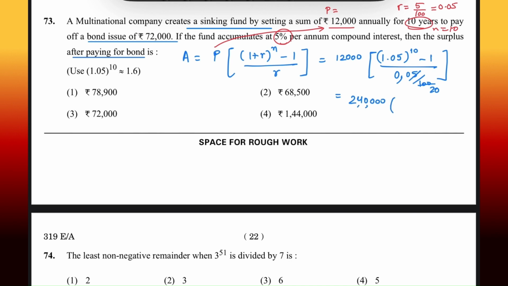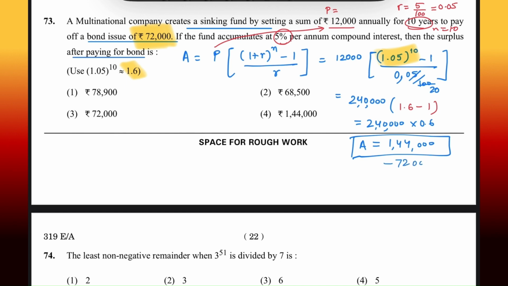All right, and then for the value of 1.05 to the power 10, you already have 1.6. So you can use this information given and you can write 2,40,000 into 0.6, and that gives you 1,44,000. So this is the final amount of sinking fund which you'll get after 10 years. But you have to pay a bond of 72,000, and it was asking how much is surplus after paying this. So if you subtract 72,000 from here, you get finally 72,000 rupees as surplus. So hence option 3 will be the correct answer for this question.